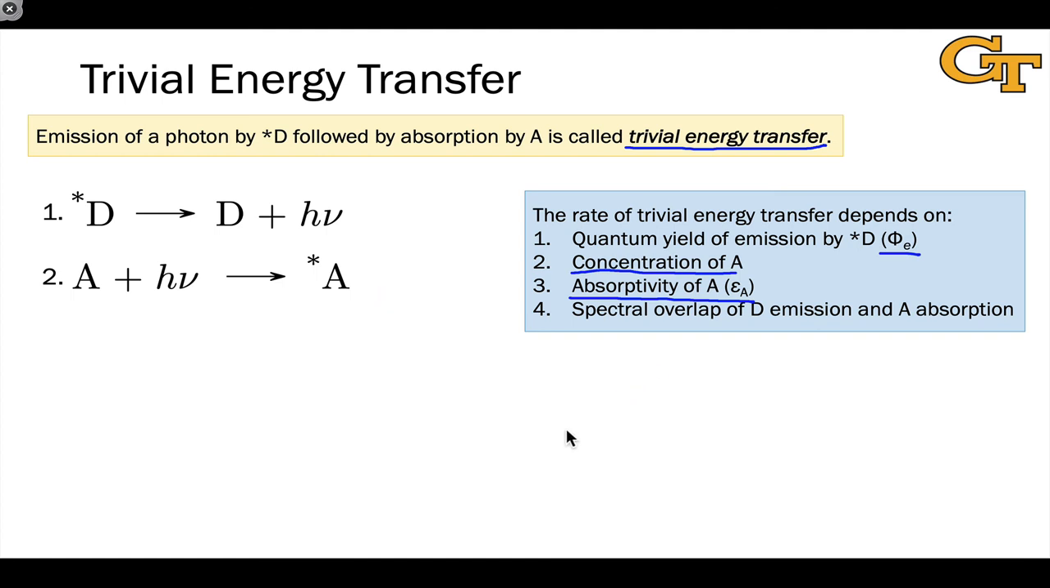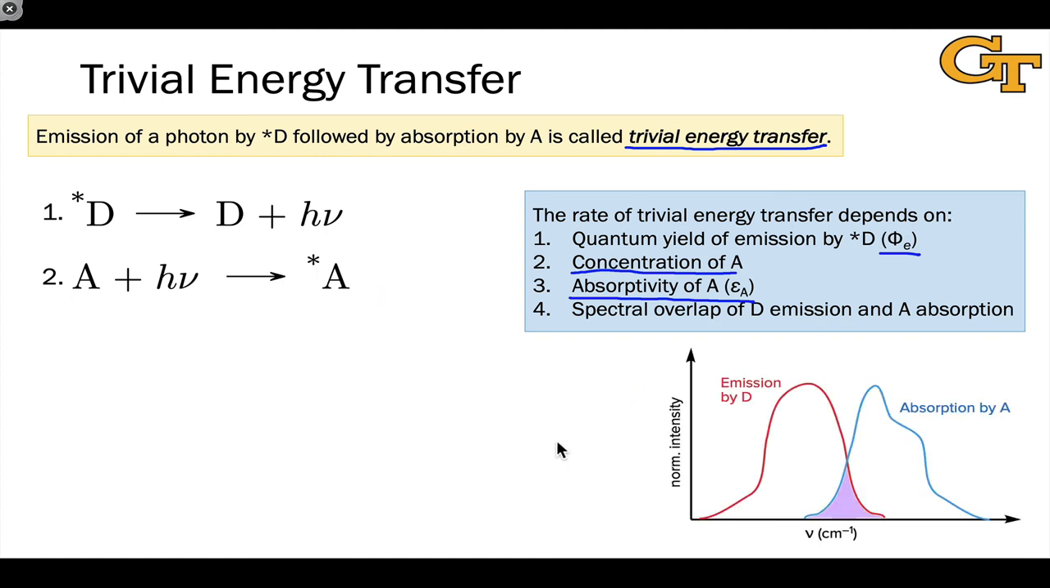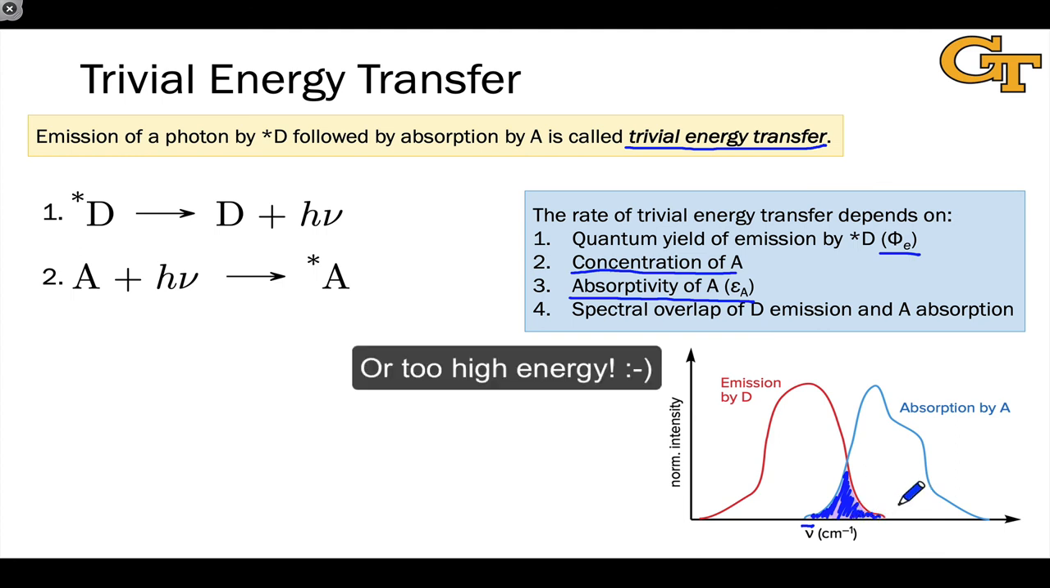And then finally, spectral overlap of the emission of D and absorption of A is critical, and this is a conservation of energy thing now. The photons that are going to be emitted by the energy donor are going to fall under this red curve, in energy, at energies where we have significant emission intensity underneath the red curve. And the wave numbers under the blue curve are going to correspond to energies that A is capable of absorbing, right? So there needs to be overlap between those two. Otherwise, D will be emitting photons that are too low energy for A to absorb, for instance.